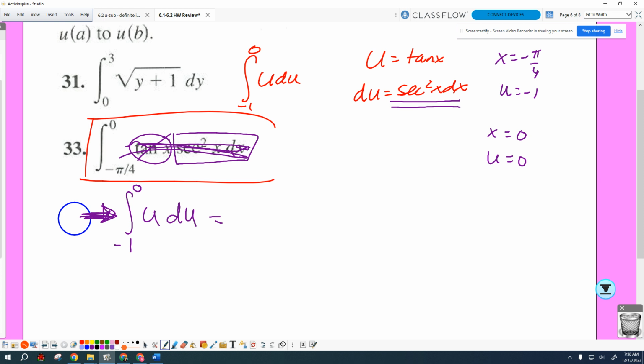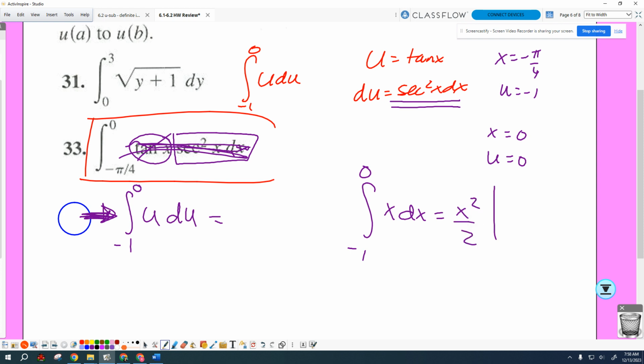Just integrate u. Don't look at u's, don't look at tangents. How would you integrate x? Not f of x, just x. Power rule. x squared over 2. Thank you.